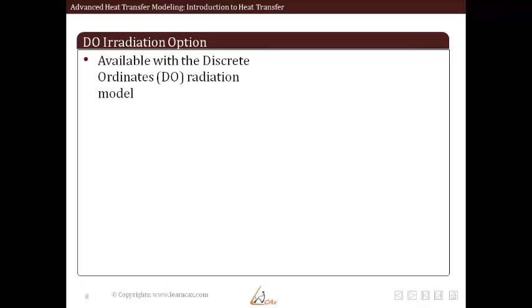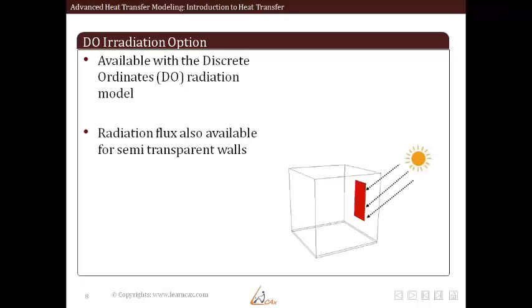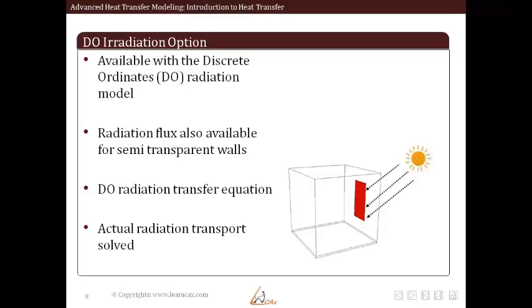Whereas the DO model, this DO radiation option is available with the discrete ordinates radiation model. This is the pictorial representation of that. Radiation flux is also available for semi-transparent walls. So even for a semi-transparent wall, radiation flux is considered, unlike the solar ray tracing model. A DO radiation transfer equation is solved, and actual radiation transfer is solved rather than just solving a ray tracing algorithm.